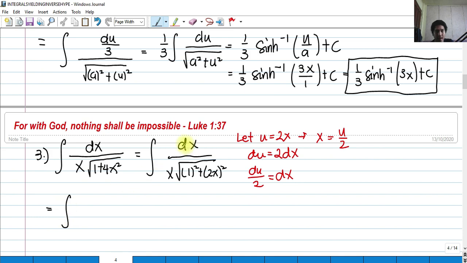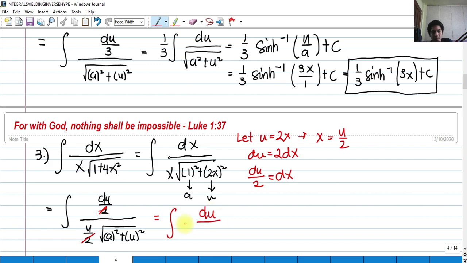So we have the integral of du over 2, which is dx, all over x. Our x is u over 2. Then we have defined this as our a, and this is our u also. So a squared is actually the 1, and then we have u here. As you can see, the 2's will cancel. So we are left with the integral of du all over u times the square root of a squared plus u squared.